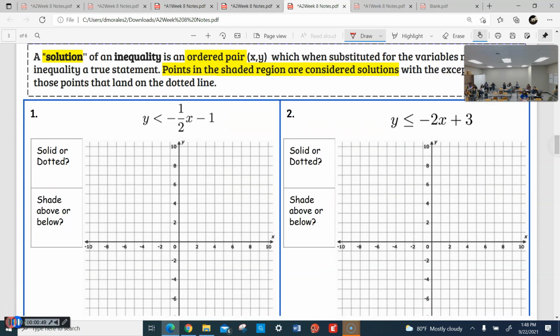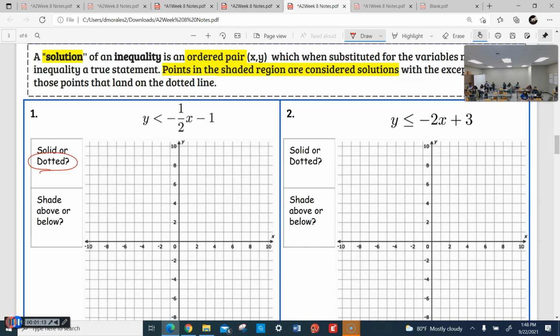So if we start with example 1, here's what we have. Our inequality reads y is less than negative 1/2 x minus 1. So we have two boxes on the side, and we're asked to first describe would our line be solid or dotted. Because we have the less than arrow and it doesn't have a half equal sign, it's going to be a dotted graph. So we'll go ahead and select dotted to remind ourselves.